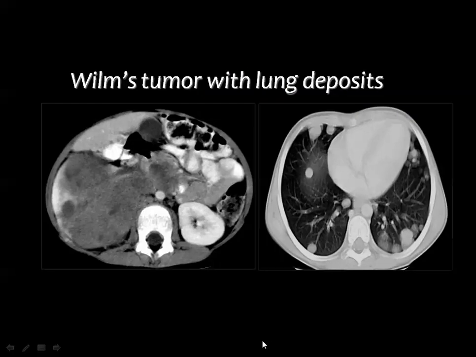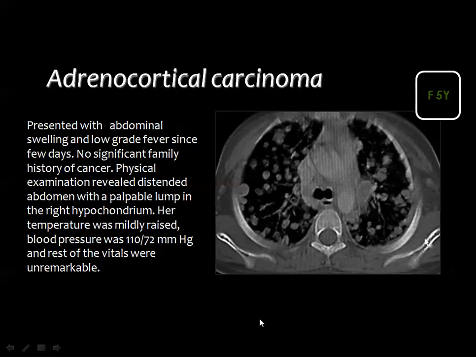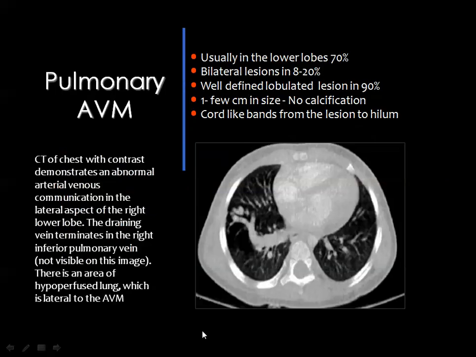And this is the case of Wilms tumor. You see a big tumor in the left kidney, and this tumor has given metastatic deposits to the lung in the form of multiple pulmonary nodules. Then this female child has an adrenocortical carcinoma, and her chest CT shows numerous pulmonary nodules scattered in both lung fields, representing metastatic deposits.